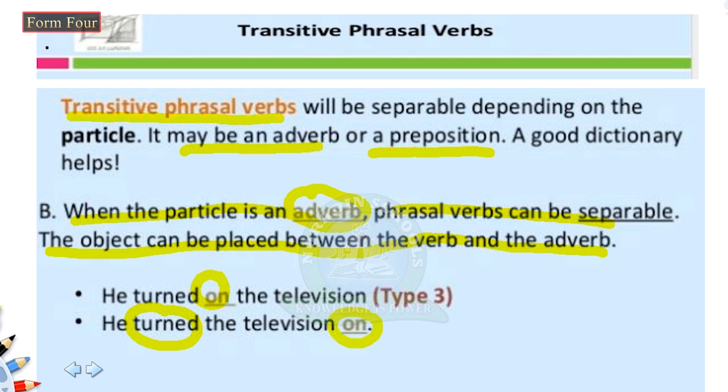So it's separable. He turned it. This is the subject, this is the main verb, this is the object, and this is the particle. Especially, it's an adverb; it works as an adverb. You know, "on" is a preposition, but in this case it functions as an adverb. Particle and adverb.